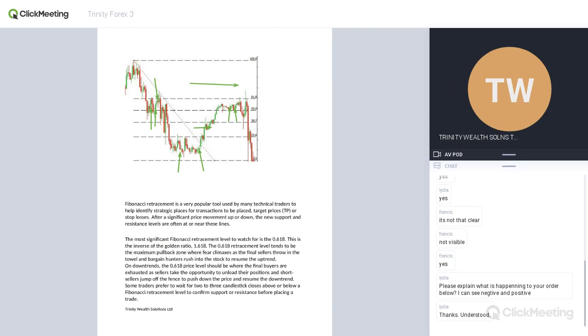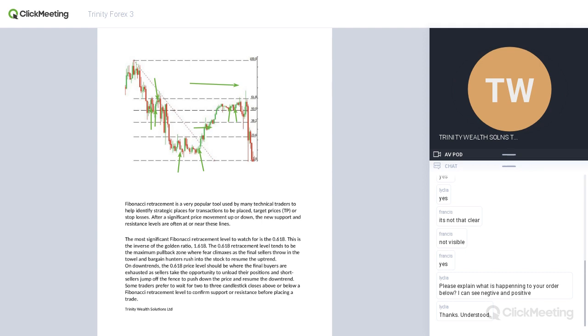So the most significant Fibonacci retracement level to watch for is the 0.618, which is the 61.8%. This is the inverse of the golden ratio, 1.618. So the 61.8% retracement level tends to be the maximum pullback zone, where fear climaxes as the final sellers throw in the towel and bargain hunters rush into the stock to resume the uptrend. That's why I said when the market reaches 61 and you see there is also a support or resistance area, then the market signals you.